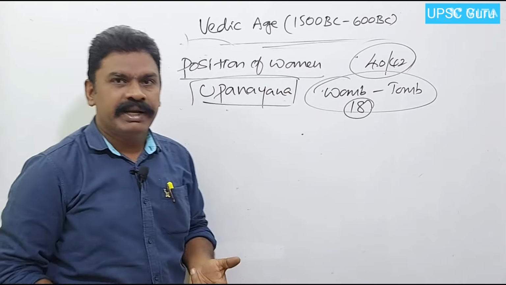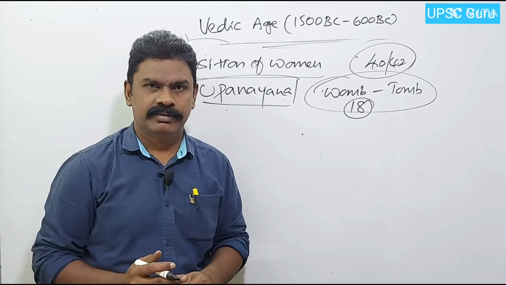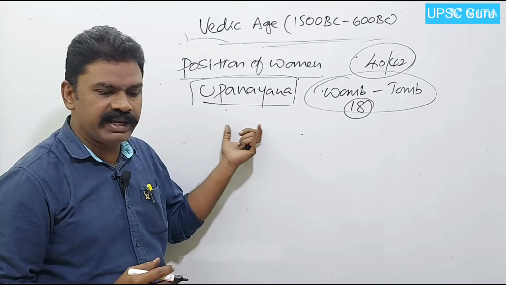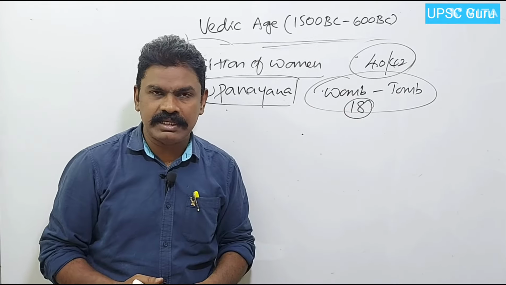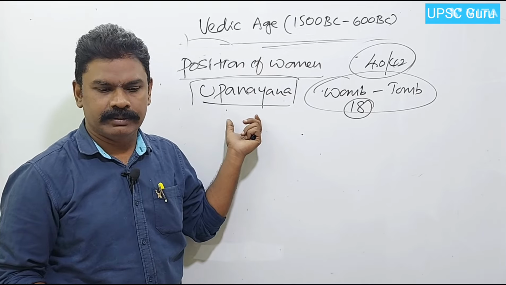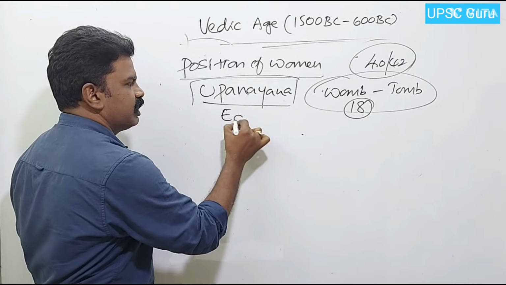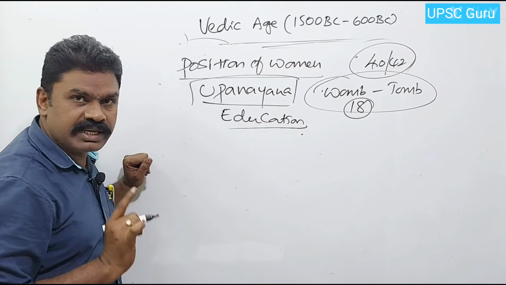Among these 18 samskaras, the most important is the Upanayana ceremony. What is the Upanayana ceremony? The boy becomes a student. That is what is called the Upanayana ceremony. Earlier, women also had this right, but in the later period, women lost it. That is why women were not allowed to get an education.